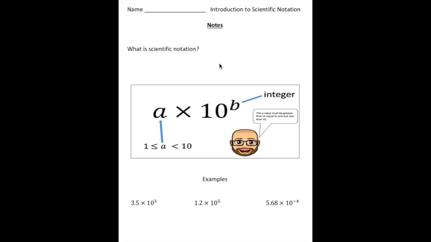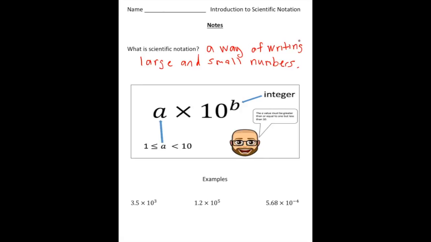Alright, so first things first, what exactly is scientific notation? Scientific notation is a way of writing really large and small numbers.